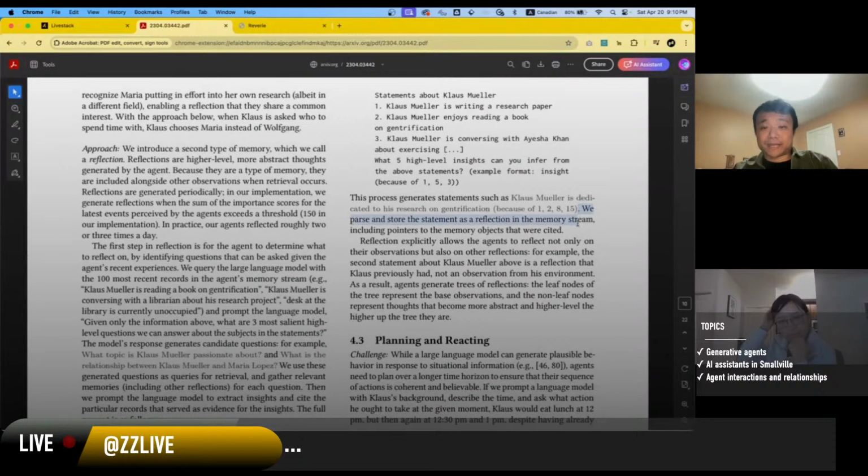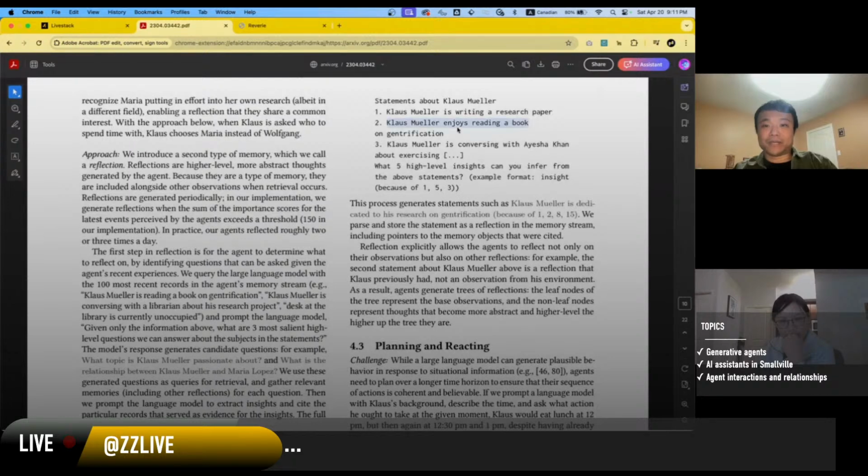We parse and store the statements as a reflection in the memory stream, including pointers to the memory objects that were cited. So there's a structure. Reflection explicitly allowed agents to reflect not only on their observations but also on other reflections. Reflect on reflection. For example, the second statement about Klaus Mueller above is a reflection that Klaus previously had, not an observation from his environment. Oh, enjoys reading a book on gentrification, like this one.